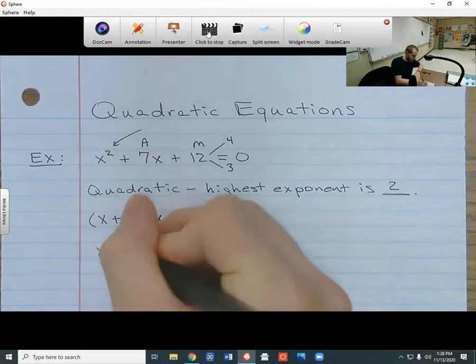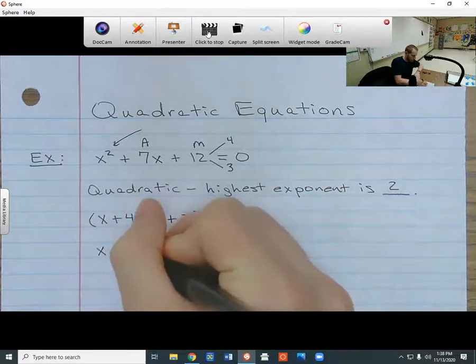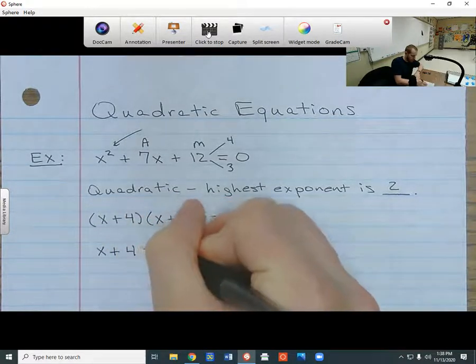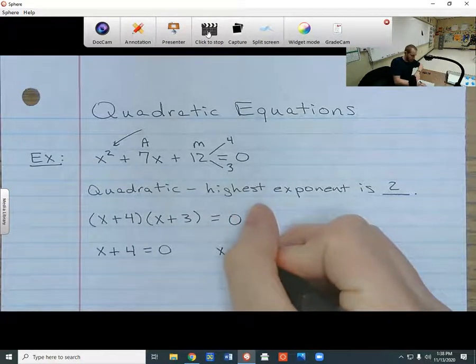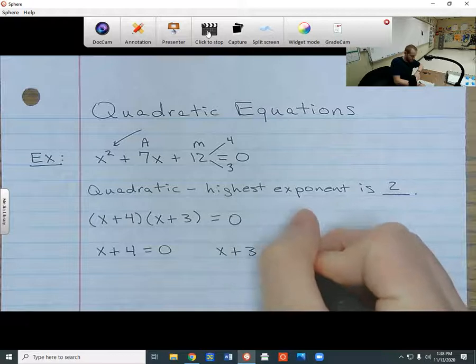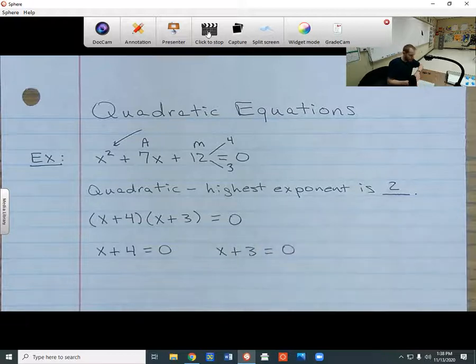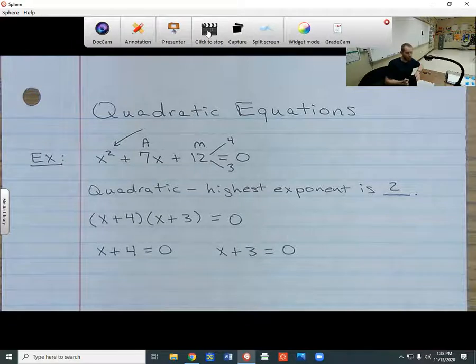So the first thing I'm going to do is set the x plus 4 equal to 0. And then over here, I'm going to set the x plus 3 equal to 0. So now, instead of having one equation to solve up here, I actually have two different equations that I need to solve for x. So the way that I do this is, I need to get x by itself on the left side. So I need to get rid of this plus 4. And the way I do that is, I subtract 4 from both sides.